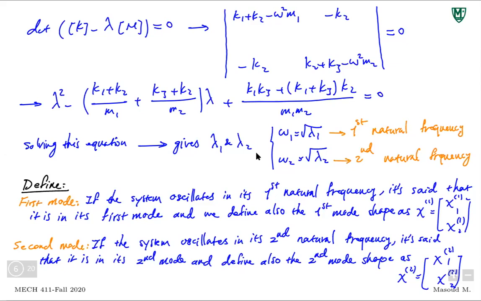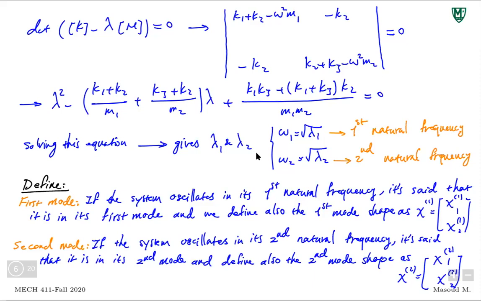Those roots are eigenvalues, as we talked about before, and the square roots of these eigenvalues, in the context of mechanical vibrations, are going to be the natural frequencies. That's how we define natural frequency. For the number of degrees of freedom we have, if we have 2 degrees of freedom, we're going to get two natural frequencies. If we have 1,000 degrees of freedom, we're going to get 1,000 natural frequencies. The number of natural frequencies we get is equal to the number of degrees of freedom of the system.